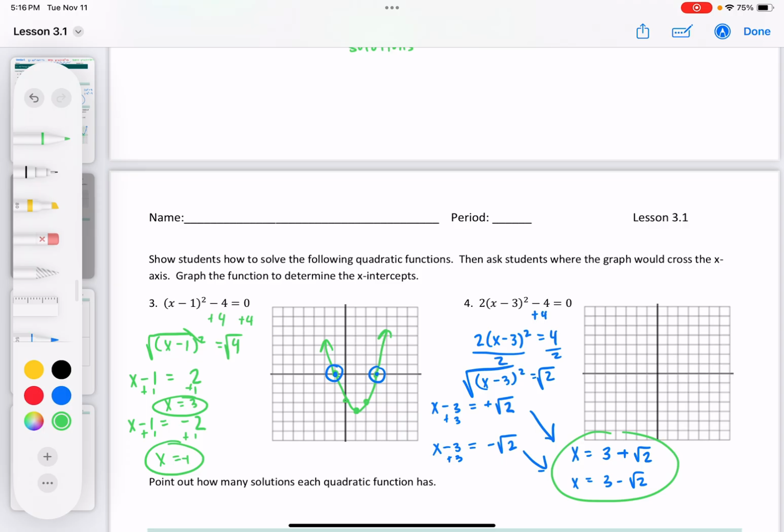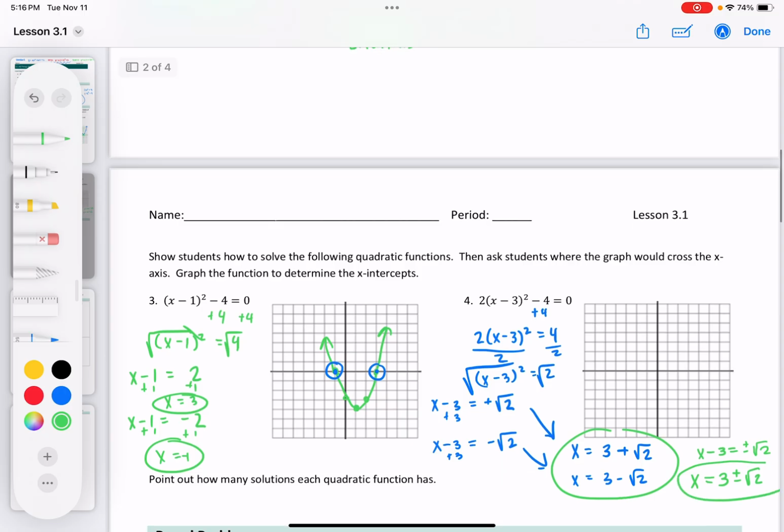Sometimes what you'll see is that in this process of square rooting, instead of splitting it into 2 equations, we just say x minus 3 equals a plus or a minus square root of 2. So if you want to write your 2 solutions as 3 plus or minus square root of 2, that is acceptable, but you have to make sure you have the plus and the minus there so that I know that there's both of those solutions there, right? This is two solutions because you either have 3 plus or 3 minus, okay?